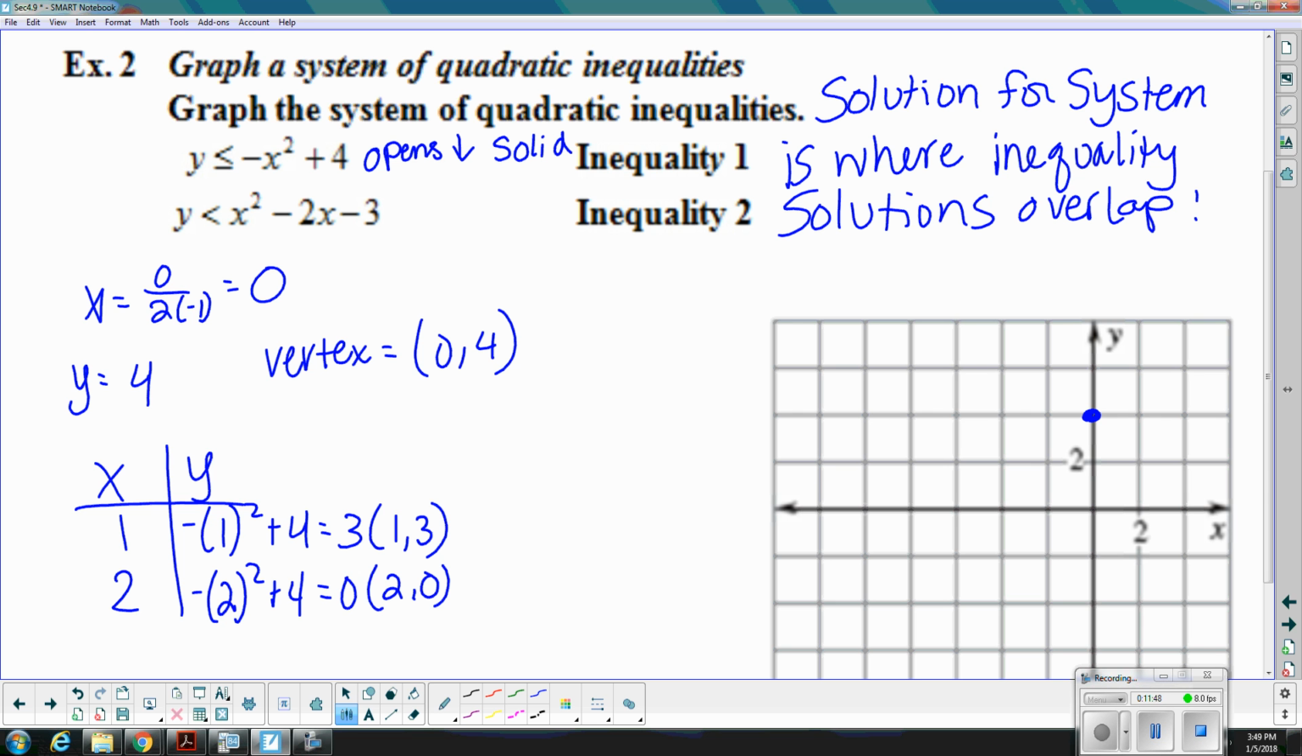So now I can go ahead and plot those points. So 1, 3 is right here, and 2, 0 is right here, and then plot the symmetry points. And using a solid line, and yes, this opens down, that's good. That's what I expected.